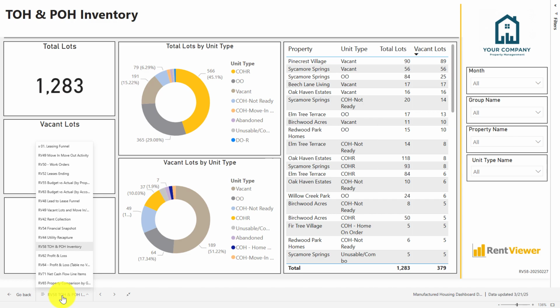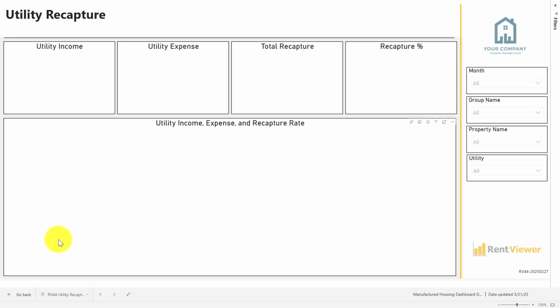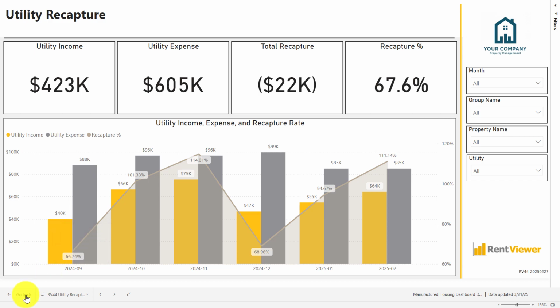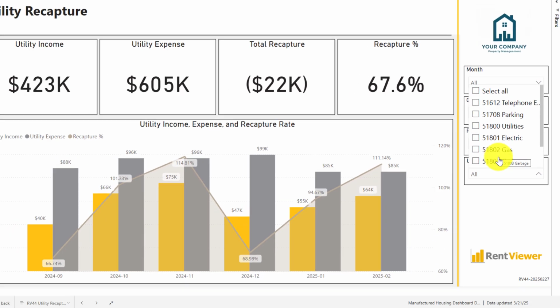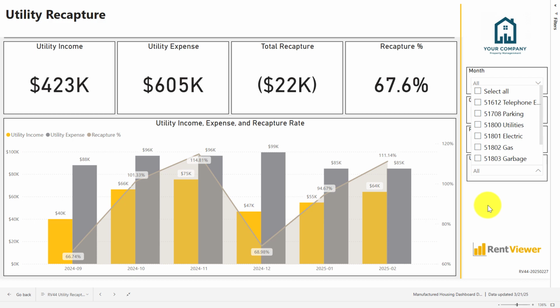One last visualization I'm going to show you is the utility recapture. So here I'm actually showing you total utility income, expense, and my recapture rate. So over here I can see the data month by month as well as my recapture rate. And I can zero in on specific line items and see where I might not be recapturing all that I'm supposed to be. So as you can see, I have access to a large number of visualizations and different ways of looking at my data in order to understand what is driving budget variances and what action I need to take to get back on track.